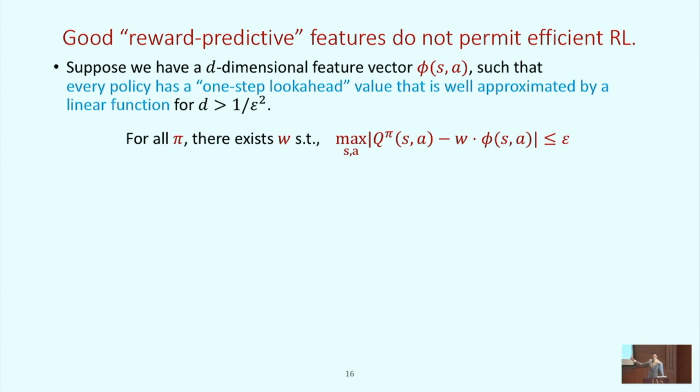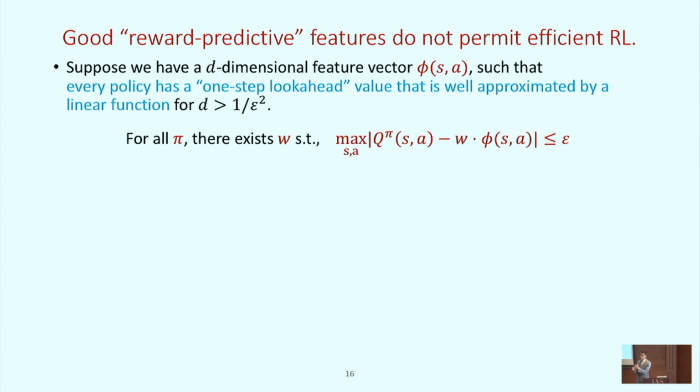Okay, and the dimension is going to be relatively small. It's like 1 over epsilon squared. Okay, so now we have the ability to do worst case approximation. And now I'm going to claim even with this, we don't get this amplification that's like h squared. So we would hope that with this, we could actually generalize and do RL.